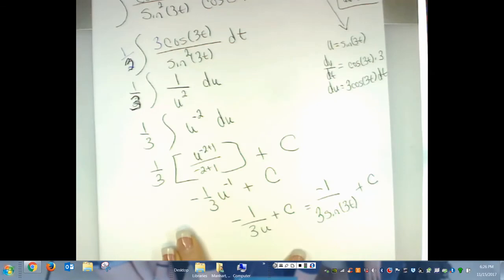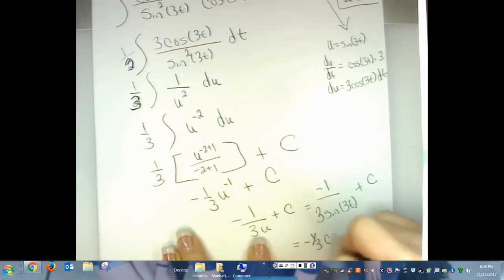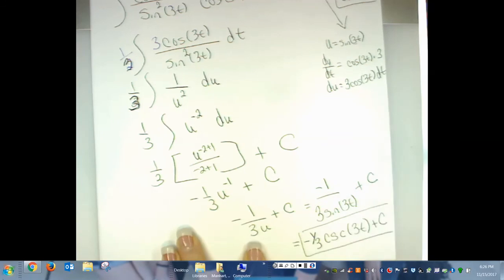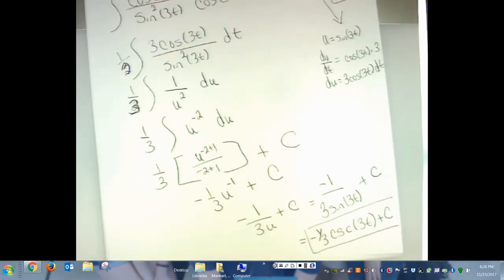And please don't get tempted to stop there. 1 divided by sine is cosecant. Your final answer is negative 1/3 cosecant of 3t plus c. Negative 1/3 is the coefficient, but 1 over sine is cosecant. Final answer. Again, it seems like a lot of the alternative methods are easier than some of the Roman numerals and reduction formulas and sometimes what the table tells us to do.